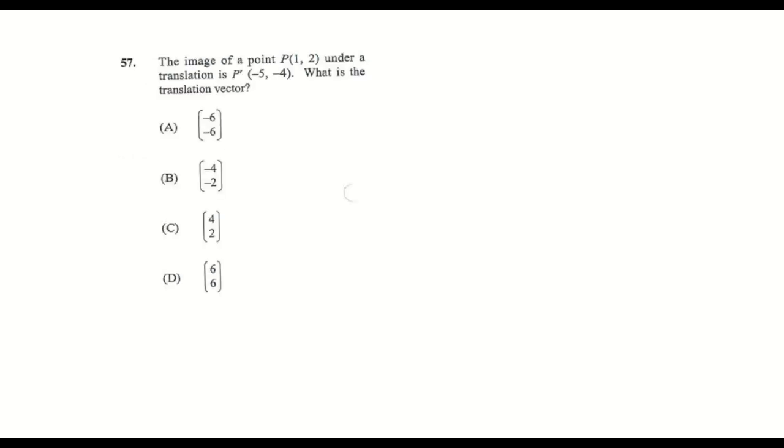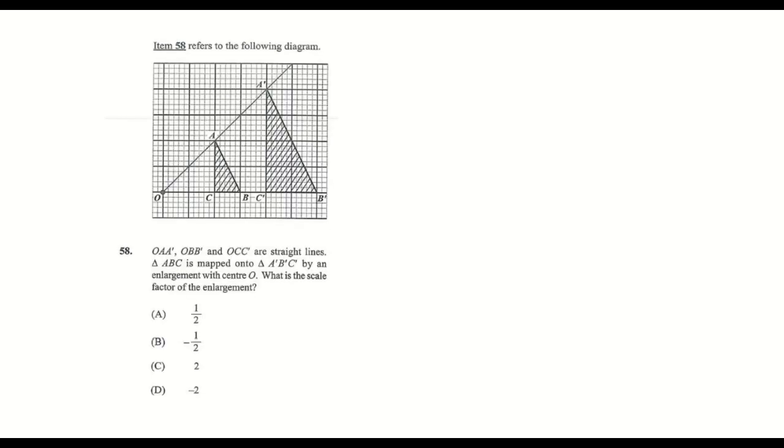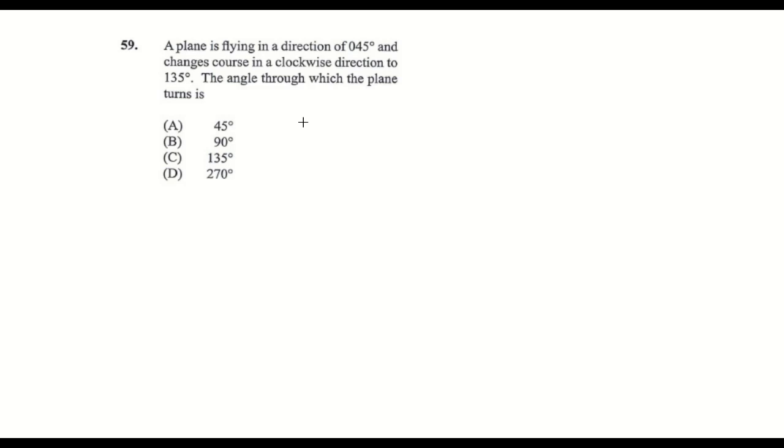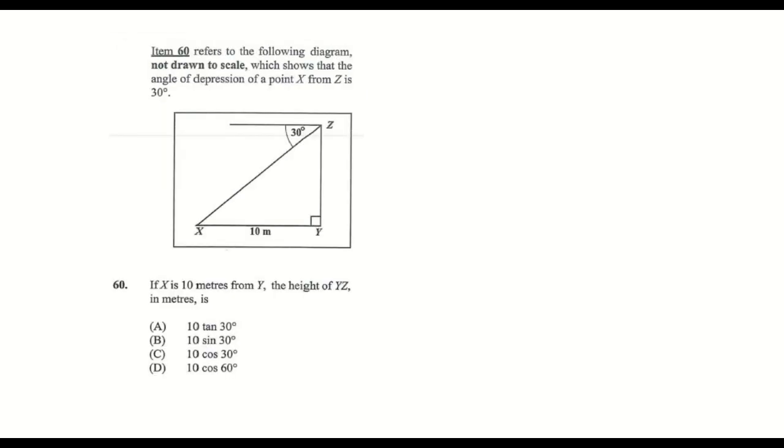Right, this is a question. What is the translation? I think it was negative 6, but let's go. 1, 2 plus x, y. They're giving you minus 5, minus 4. 1 plus minus 6 is minus 5. 2 plus minus 6 is negative 4. So the answer is E. Right, this one, the scale factor was 2. This one here, we had to subtract when the plane was turning. That was 90 degrees.